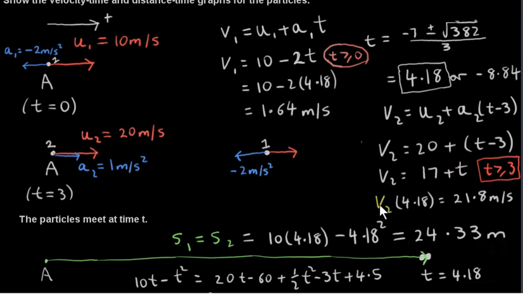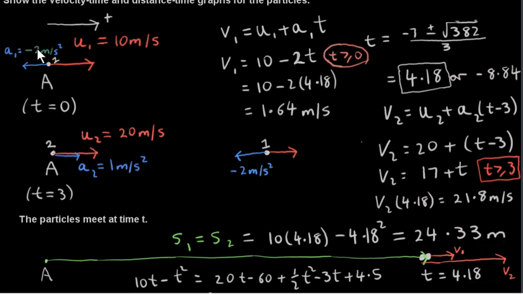So now we can go and get the velocity of particle 2 at the time when the particles meet, which is 4.18. We get 21.8 meters per second. This is positive, which means that the second particle is also moving to the right when the particles meet. The second particle is behind the first particle, so I'll just try to show the second particle's velocity. And the first particle's velocity is 1.64, much smaller.